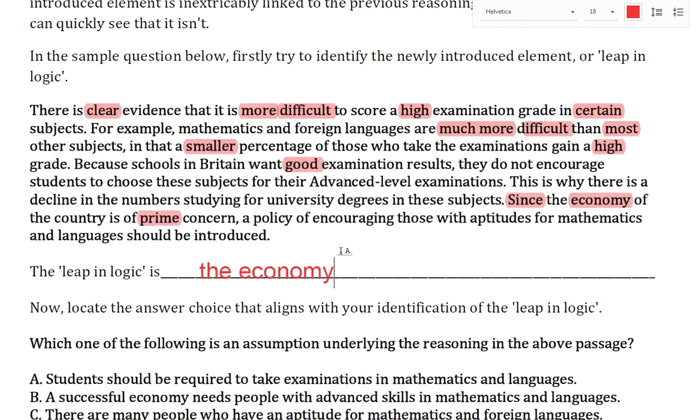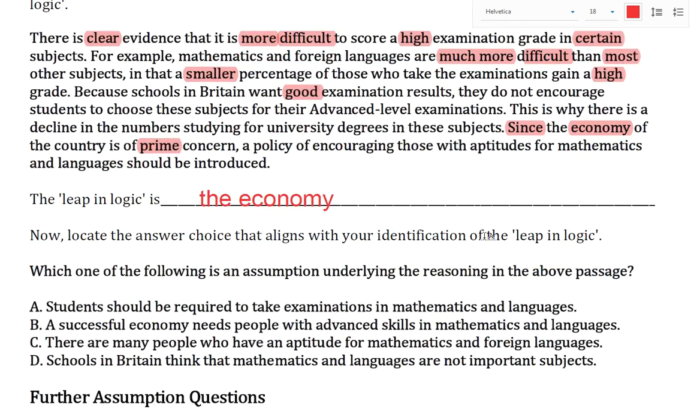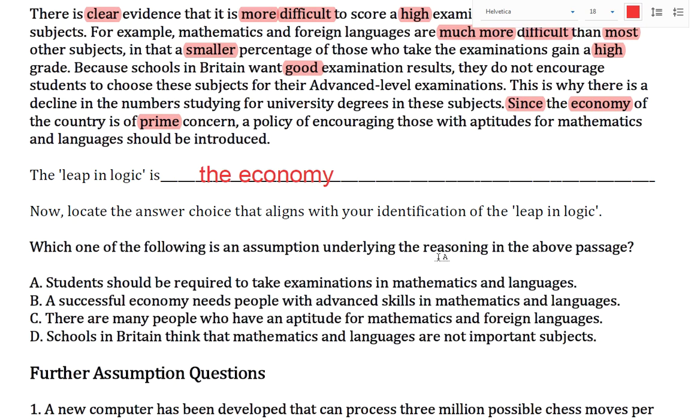All right, let's scroll down. Now locate the answer choice that aligns with your identification of the leap in logic. Which one of the following is an assumption underlying the reasoning? Normally the actual question for an assumption type question is to do with the assumption underlying the reasoning. So you wouldn't even really need to read through them all. I mean, you could do that, but you can see that B is the only one that states or includes the economy. A successful economy needs people with advanced skills in mathematics and languages.